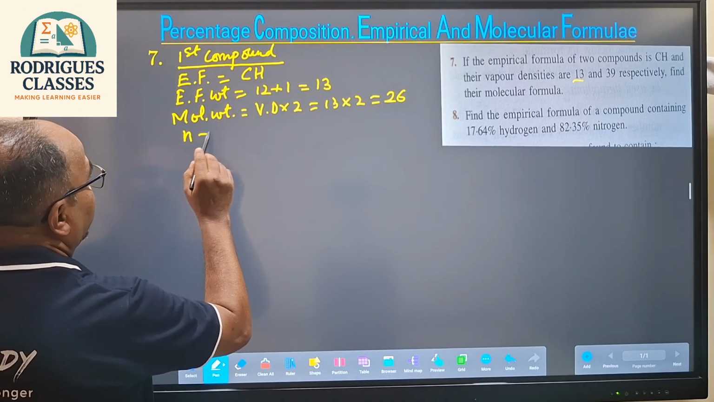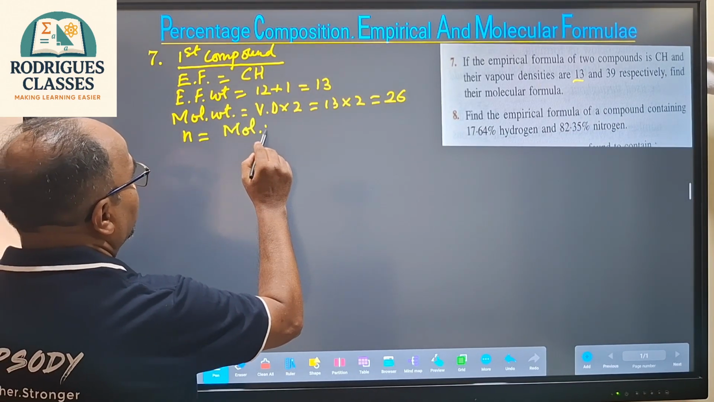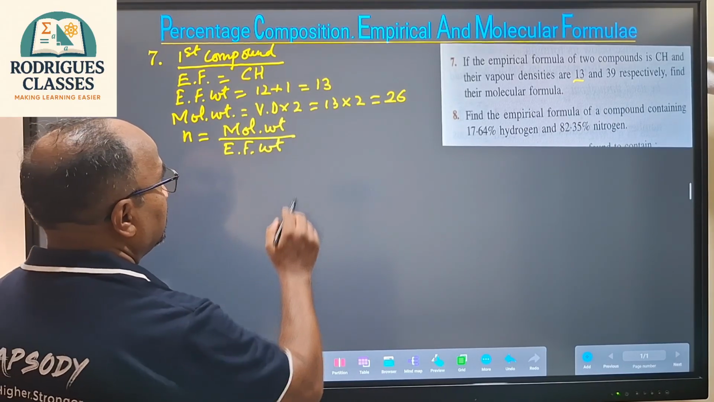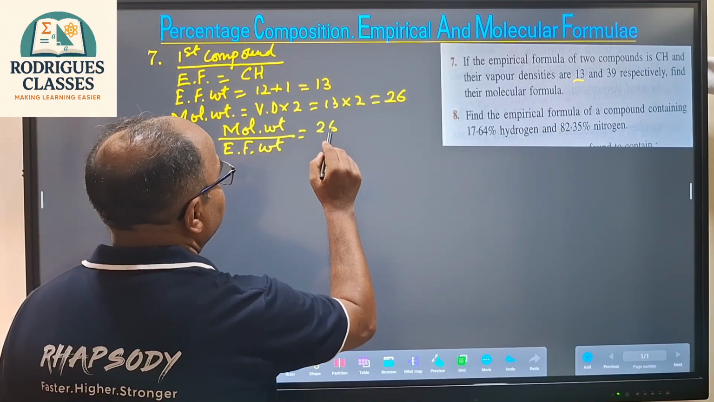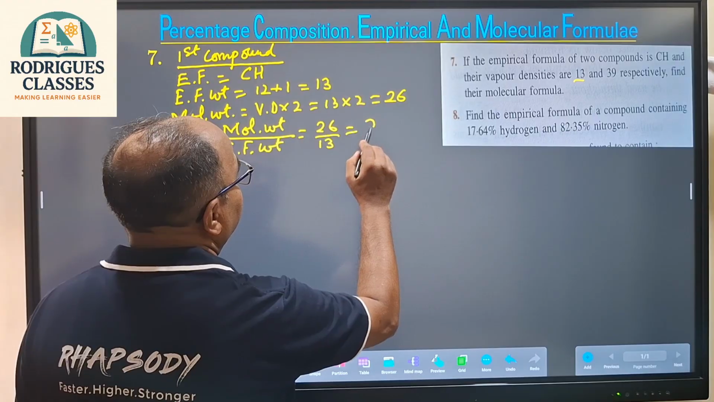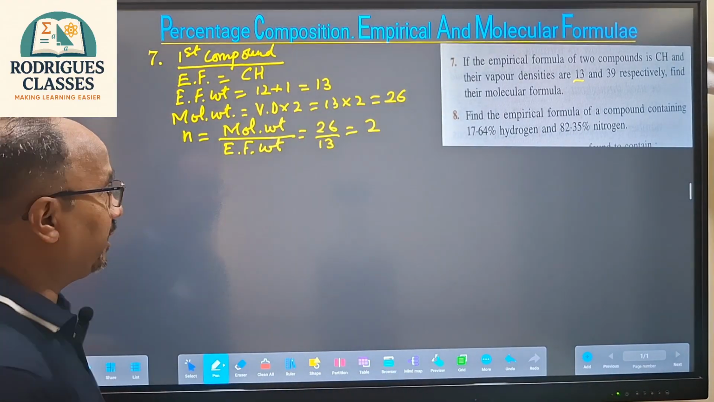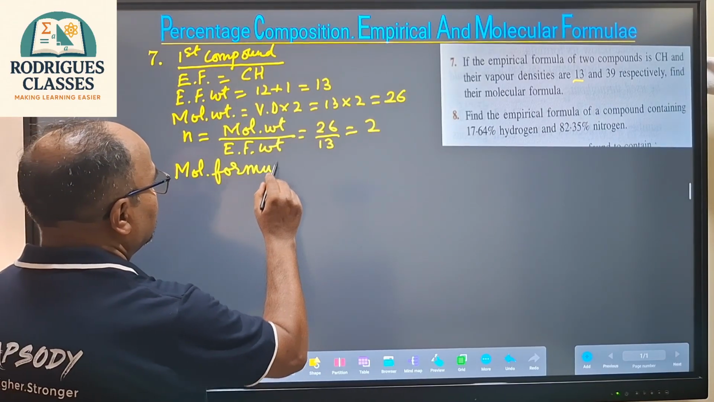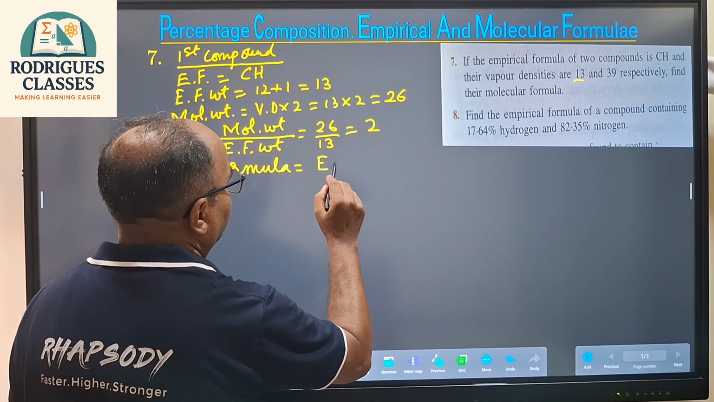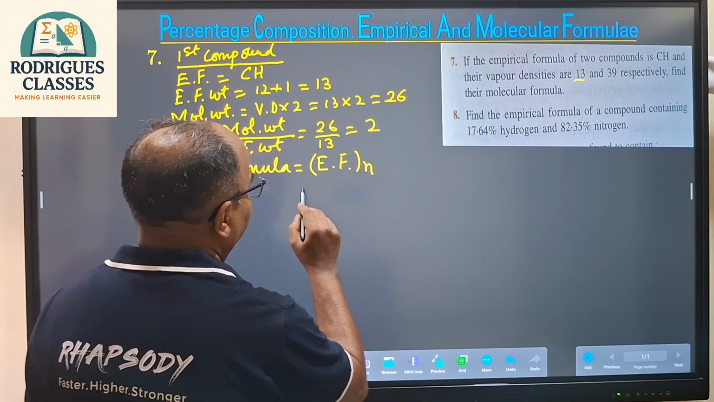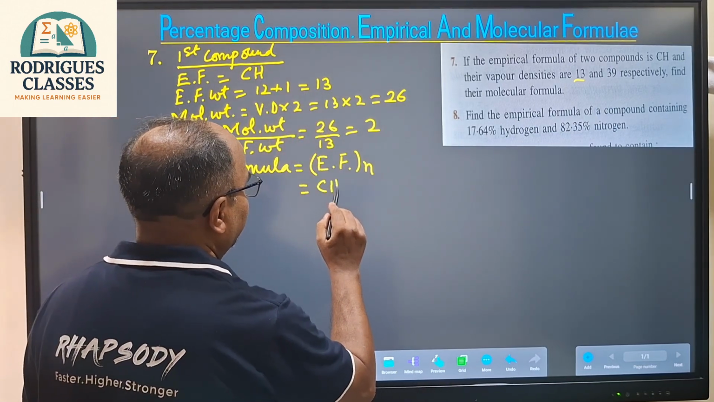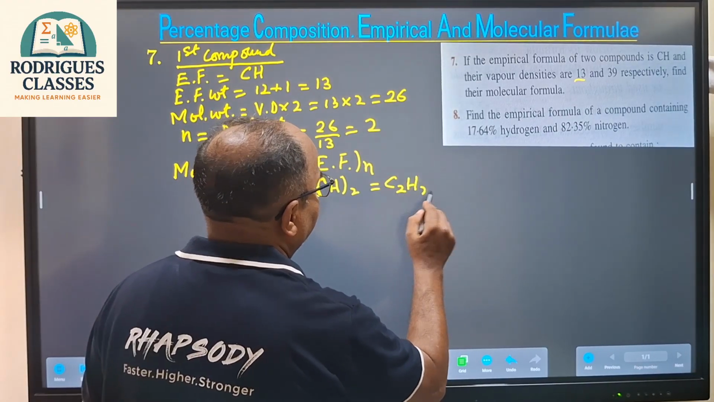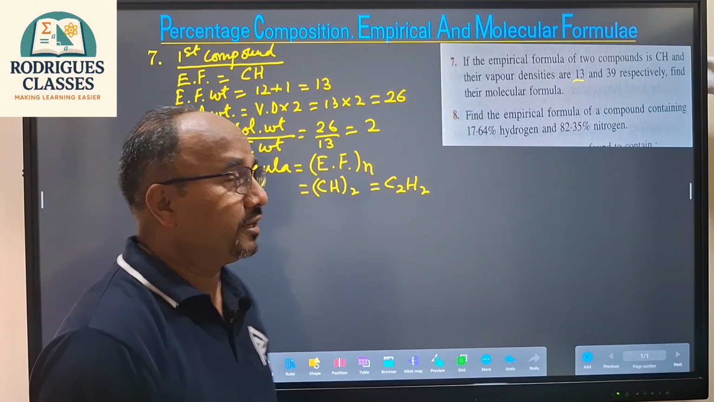Now you need to go to find N, which is molecular weight divided by the empirical formula weight. So that will give you 26 divided by 13, that is 2. So now you know the value of N. So now the molecular formula will be equal to the empirical formula multiplied with N. So empirical formula is given as CH and that multiplied with 2. So that makes it as C2H2. That is the first compound, it is done.